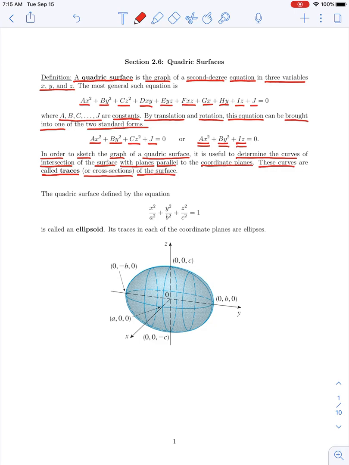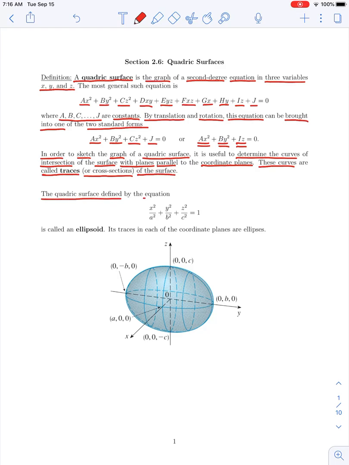So now that we've defined what a quadric surface is, a graph of a second-degree equation in three variables, and we've defined traces, which are the intersections of our surface with planes parallel to the coordinate planes, let's introduce the different types of quadric surfaces and see how we can make use of traces to visualize what our surface looks like. The first one that we'll start with is one of the easier surfaces.